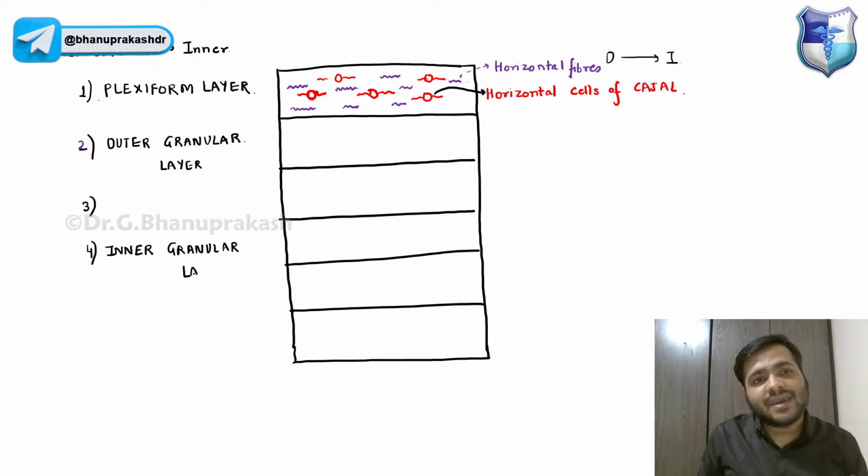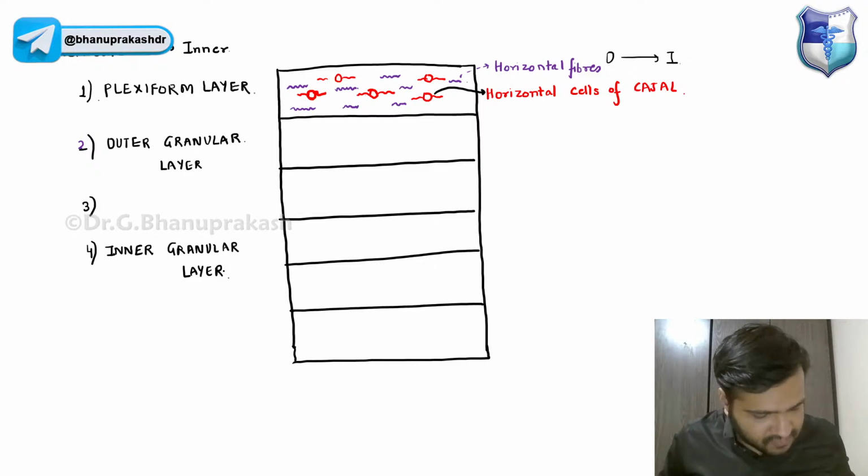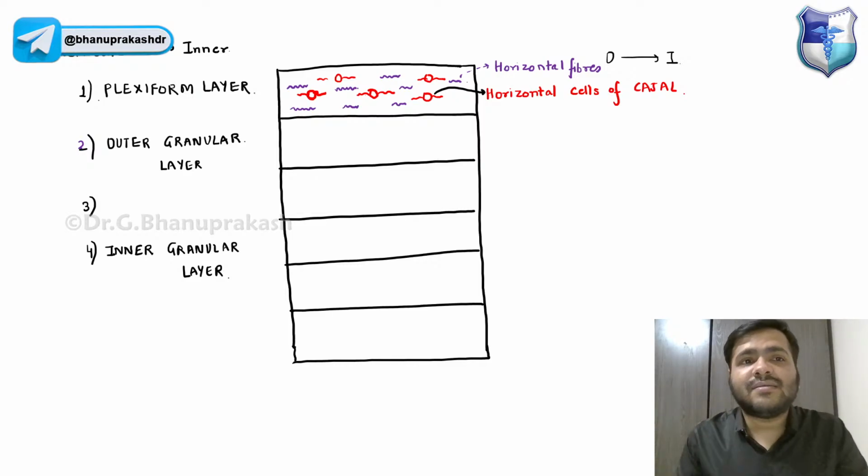So remember, the second layer and the fourth layer, they are the granular layers. The second one is the outer granular layer, and the fourth one is the inner granular layer. Now, they are the layer of the granule cells, right?